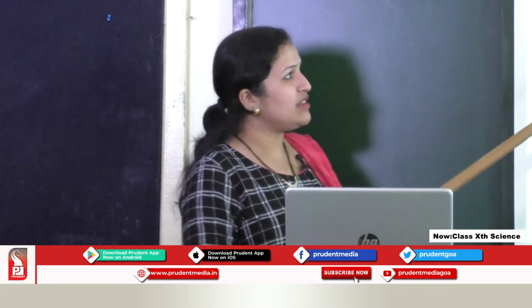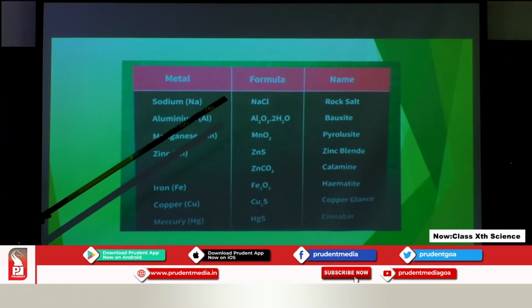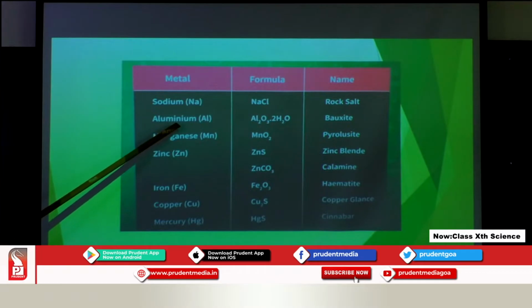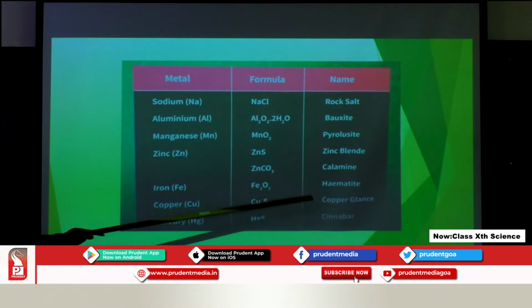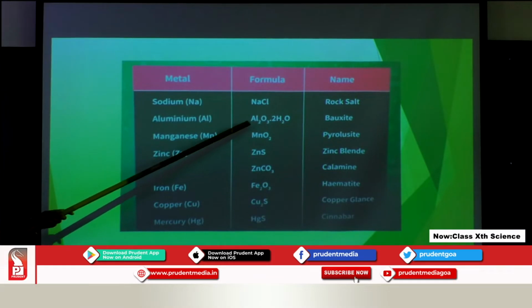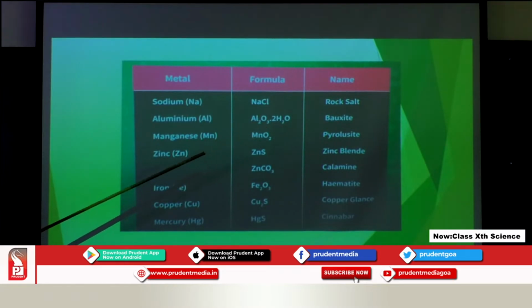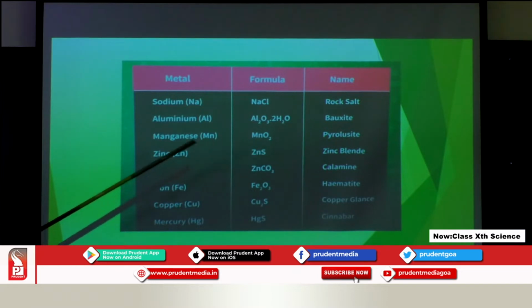Sodium is a metal. It is present in the form of rock salt, the formula is NaCl. Aluminium, the ore of aluminium is known as bauxite. Here, the last column gives the names of the ores. Aluminium oxide, Al2O3.2H2O, where 2H2O is the water of crystallization. Manganese, MnO2, the name of the manganese ore is pyrolusite.